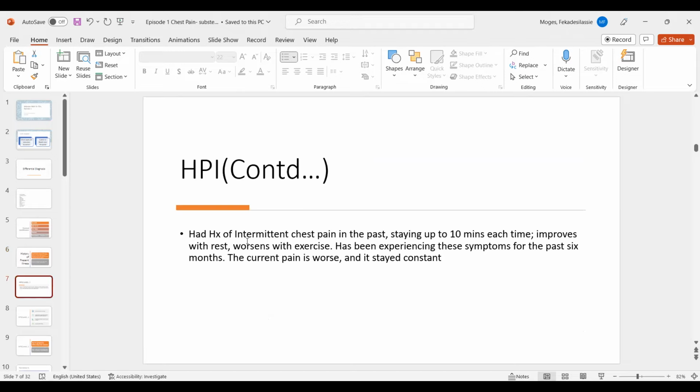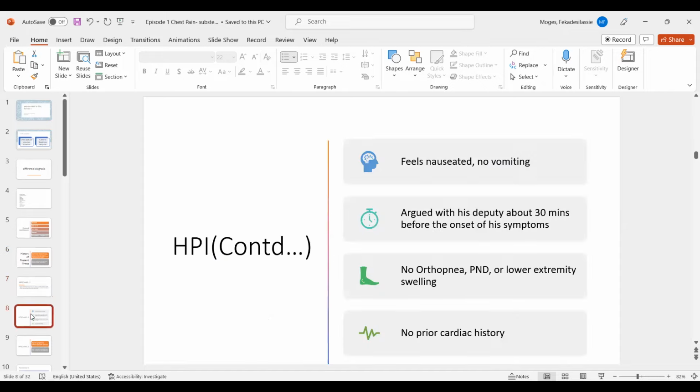I volunteered actually, nobody asked me whether I had similar incidences in the past, but I said I had a history of intermittent chest pain in the past, lasting up to 10 minutes, improves with rest, worsens with exercise. Has been experiencing these symptoms for the past 6 months. The current pain is worse and it's stayed constant. I have told you all this information, right? So HPI, feels nauseated, no vomiting, I have told you. Argued with his DPT 30 minutes before the onset of symptoms, I have told you.